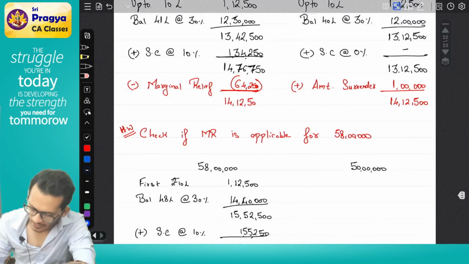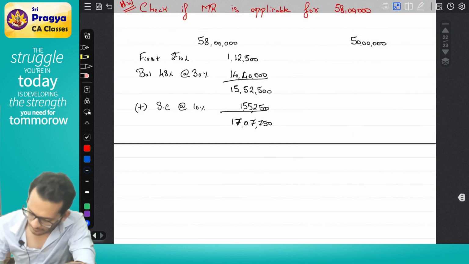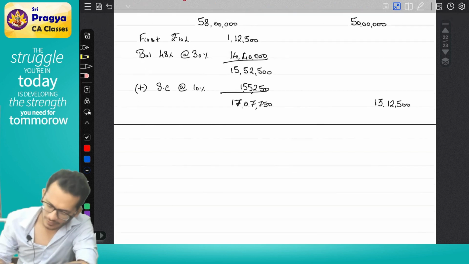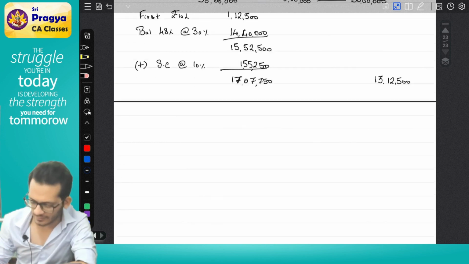I think we have the number on the top already. Yes, the number on the top is 13,12,500. So I'm just directly going to put this number. Step number 3 is what? You'll have to check for the difference in income. Difference in income is 8 lakhs.